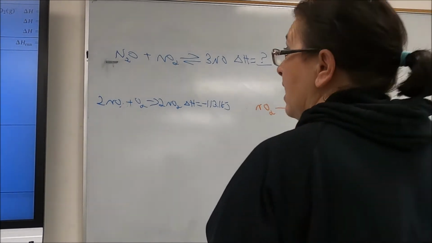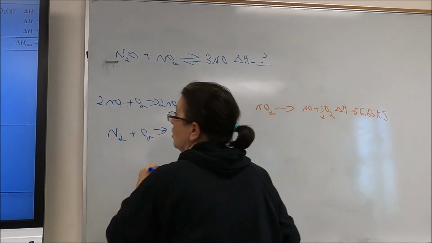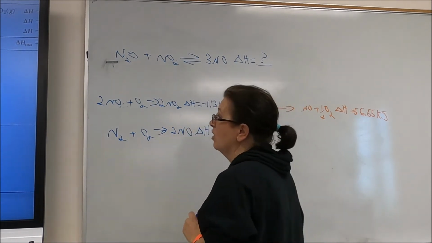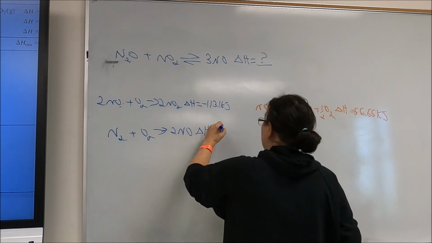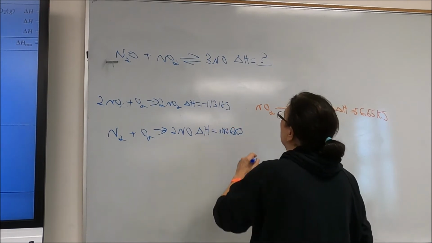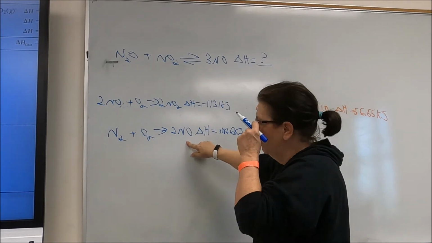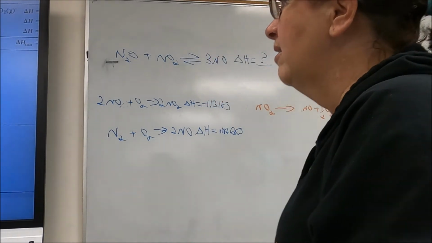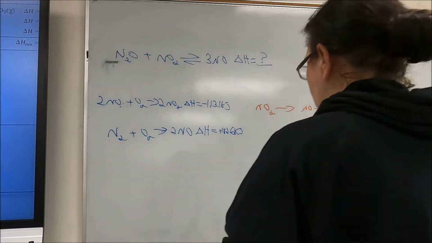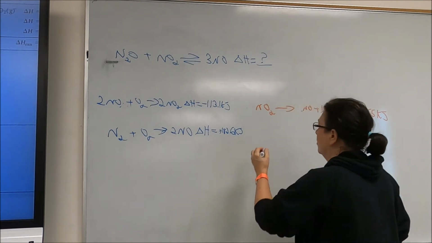Now, the next reaction we're given is nitrogen plus oxygen going to 2 nitrogen monoxides, and the delta H here is plus 182.6 kilojoules. Now when I look up here, I've got 3 nitrogen monoxides. This one's got 2 nitrogen monoxides. The nitrogen monoxide is on the right side, but I don't have the right number. So what I'm going to have to do is take this reaction and multiply it by 3/2.